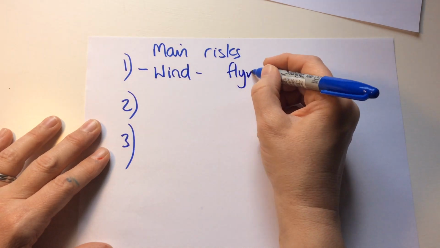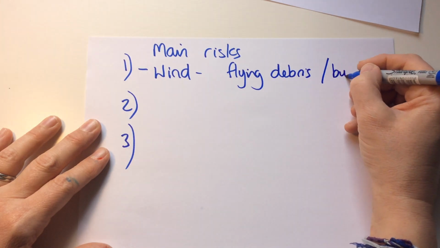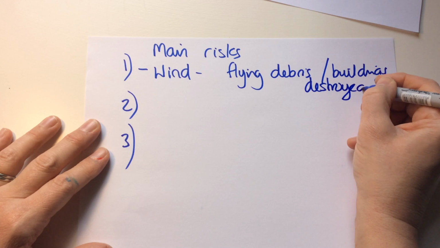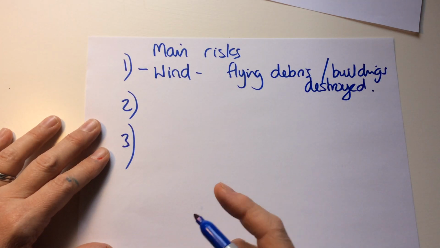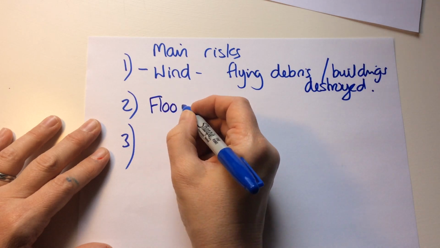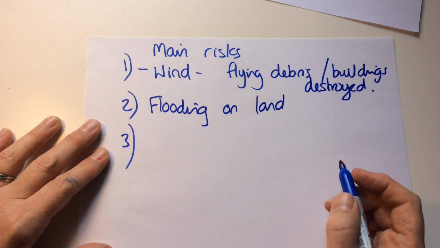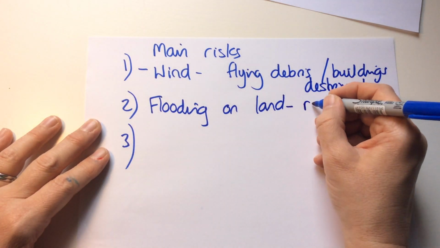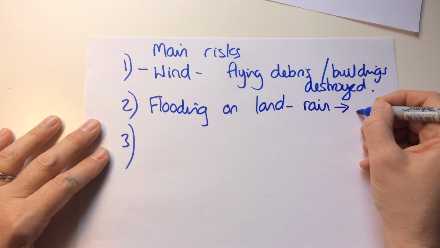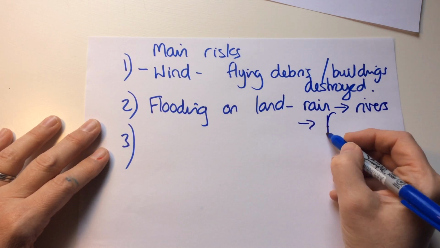Okay, so there's a real risk of flying debris, it's buildings destroyed. So there's a massive risk from that. The wind, particularly in the eyeball, remember that's the fastest wind. Secondly, flooding on land. So when the storm makes landfall, when it hits land, incredibly strong, incredibly heavy rain. So rain goes into the rivers, or we may have flash flooding, and that can lead to major flooding.